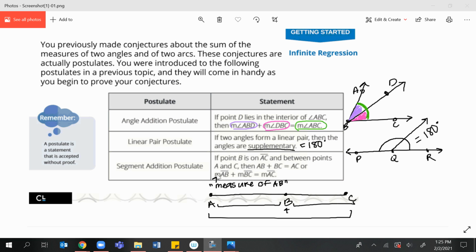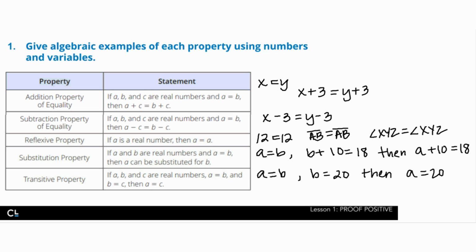Lastly, we had our segment addition postulate. If point B is on the line segment AC between points A and C, then the piece AB plus the piece BC equals the piece AC. Notice how similar this is to angle addition: if we have this line segment broken up into two pieces, those two pieces can add together to equal the whole.